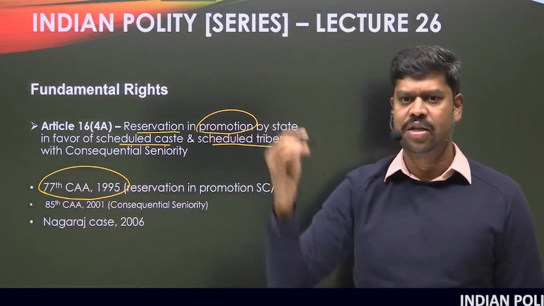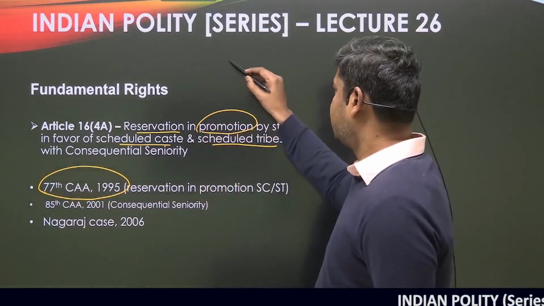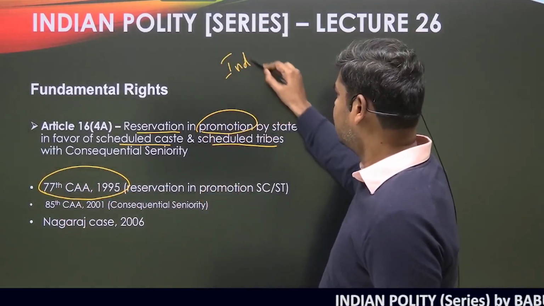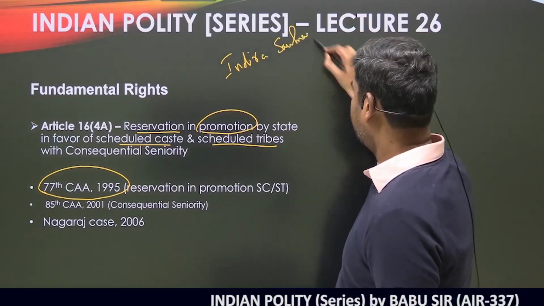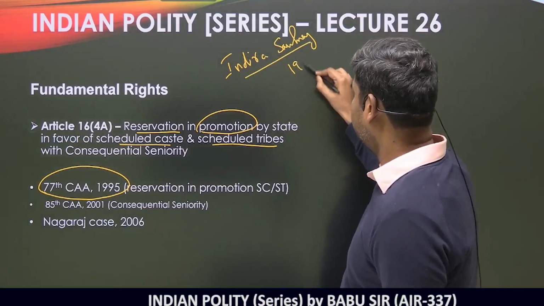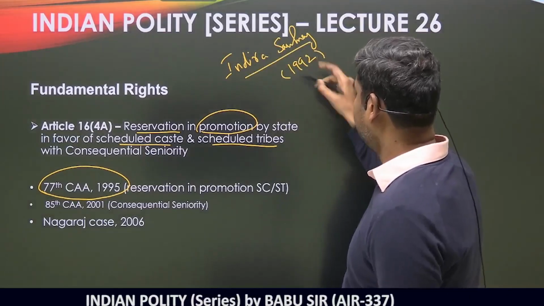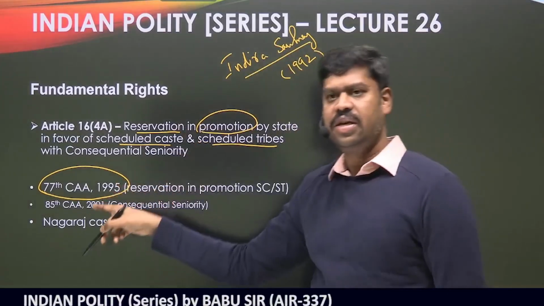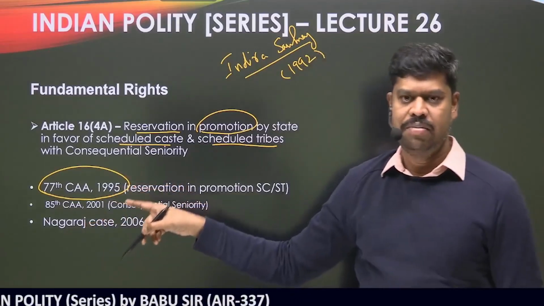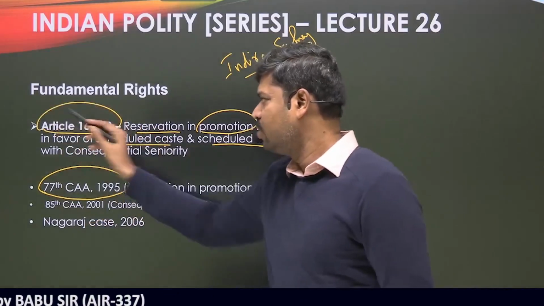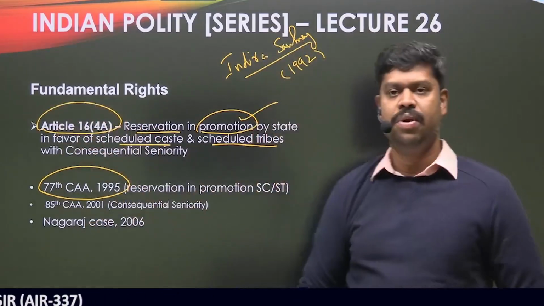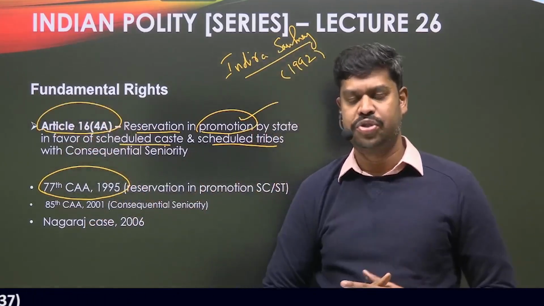So you can understand the chronology. The Indira Sahni case was in the year 1992, and based on the Indira Sahni case in 1992, the reservation in promotion was struck down. As a follow-up of the Indira Sahni case, the 77th Constitutional Amendment Act 1995 was made. Article 16 Clause 4A was inserted. They brought in reservation in promotions as an enabling provision.